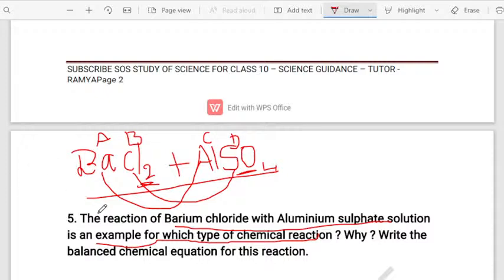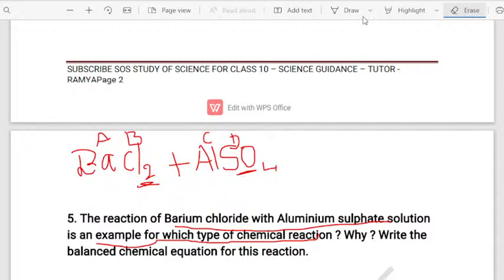Sorry, children, once again, let me explain. Here A always combines with C, and B combines with D, but the atoms are exchanged here. So barium combines with the sulfate, aluminium combines with the chlorine. A combines with D, B combines with C. In this way. So I think you got the answer.